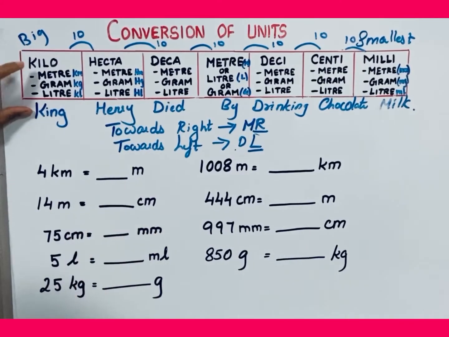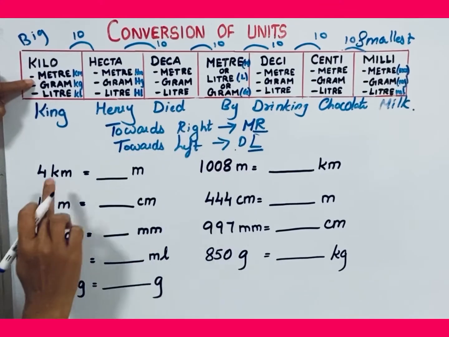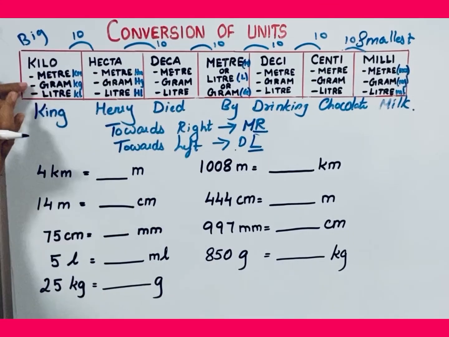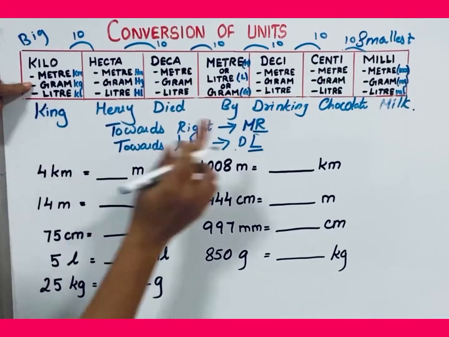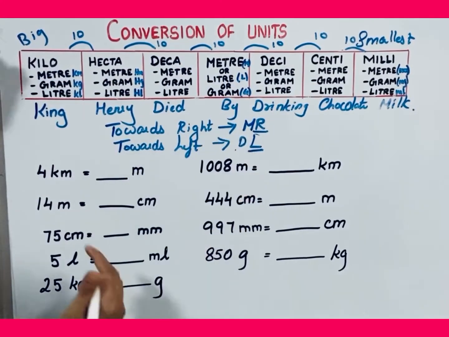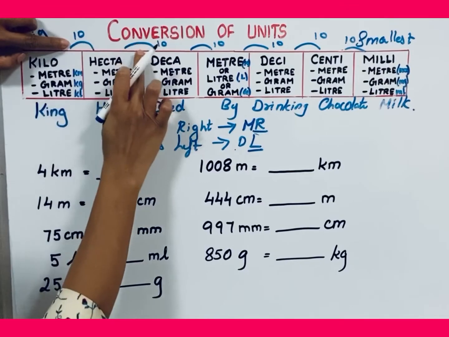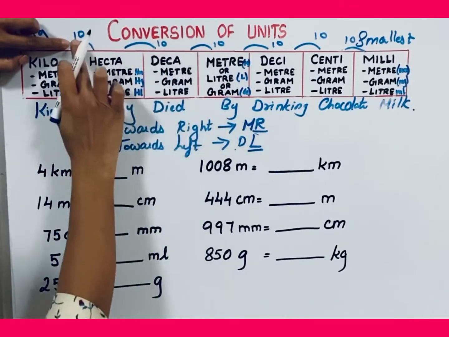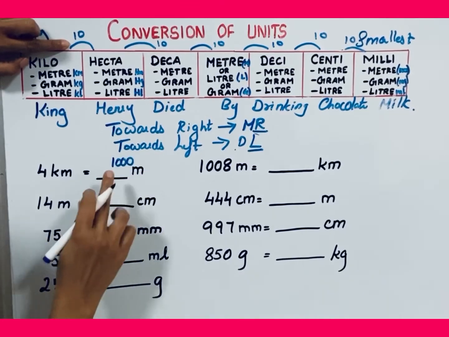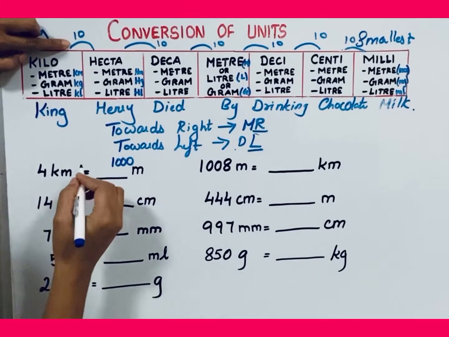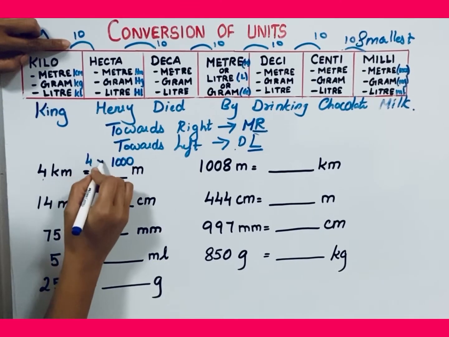So now the conversion, kilometer to meter. Kilometer is here. So if you need to convert this, you are moving towards right. From kilometer you have to move to meter. So moving towards right. Right is for multiplication. And how many times? It's 10, 10, 10. So 3 zeros, 1, 2, 3. 1 with 3 zeros is 1000. So this 4 multiplied by 1000.